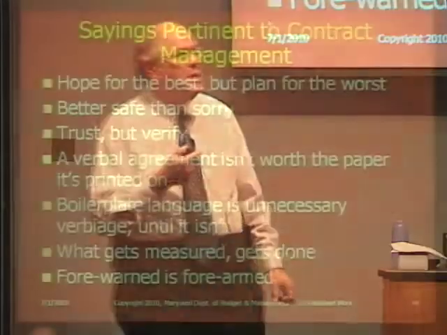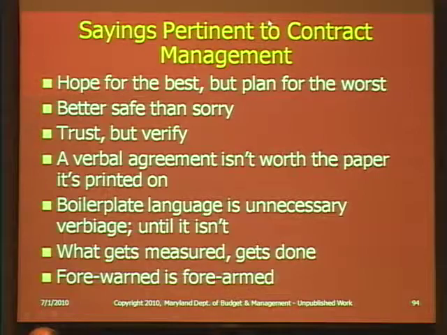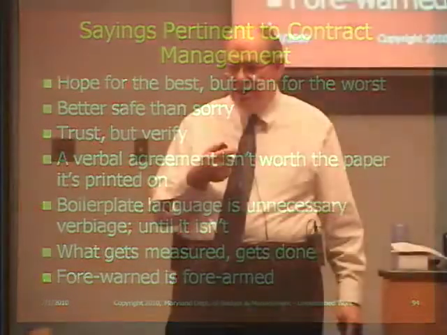If it isn't documented, for instance. And I like the next one. Boilerplate language is unnecessary verbiage until it isn't. It's all just words, and a lot of people complain about these 30 or so mandatory clauses. And supposedly no one understands them, although some people do. And it's always a problem with vendors, and always a problem with program people who don't understand them. And do we really need all these things?